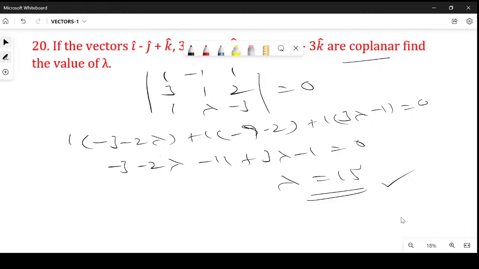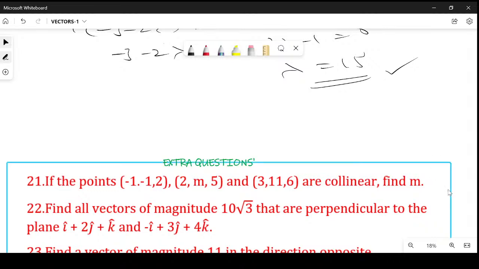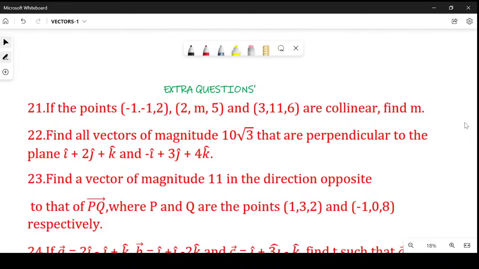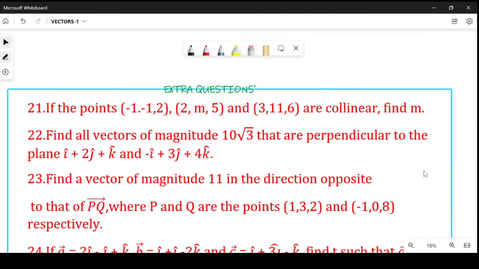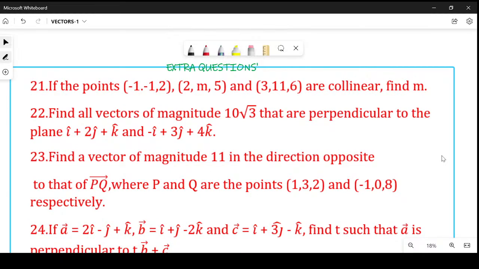So like this, other problems you can continue, like extra questions you can do. These are the questions, all from the exemplar, also I covered. You can write: find the points are collinear. Since the points are collinear, you take A, B, C and consider AB bar equal to lambda into BC bar. Like that you can find the value. These are the important problems, example problems in the exemplar book. Try to solve these questions also, along with the above questions.